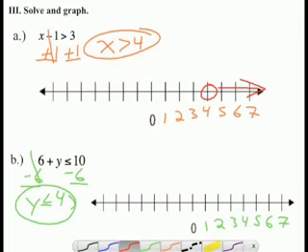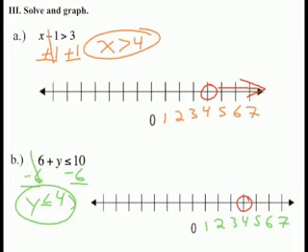Now this time our circle, we must fill it in because it is less than or equal to. Whenever the inequality has a line on the bottom, we fill in the circle. So it is a closed dot. And now it is all the numbers less than 4, so on our graph we shade to the left side.